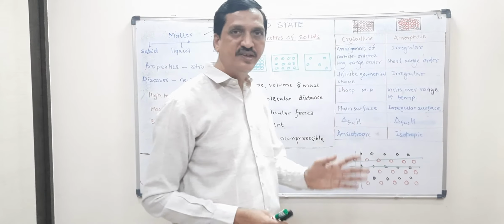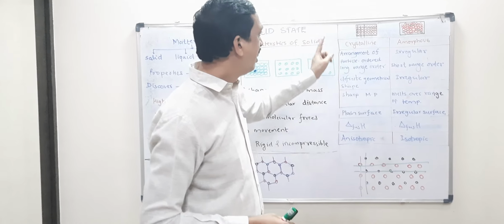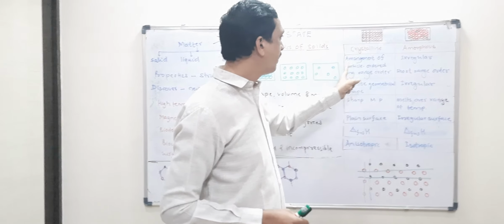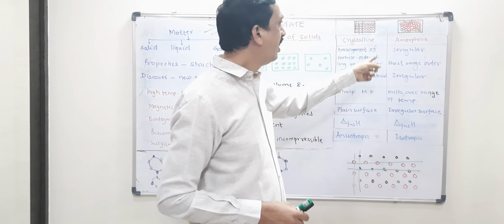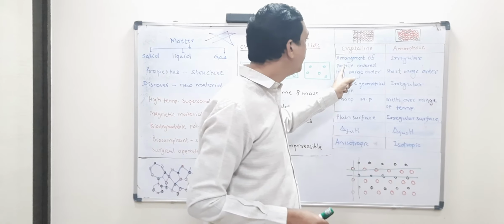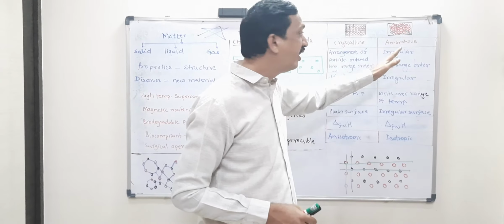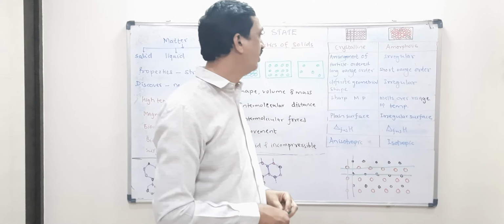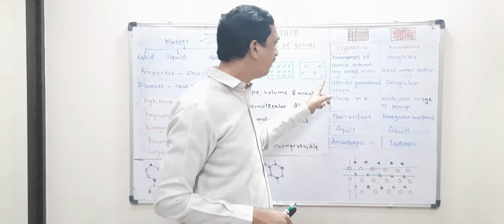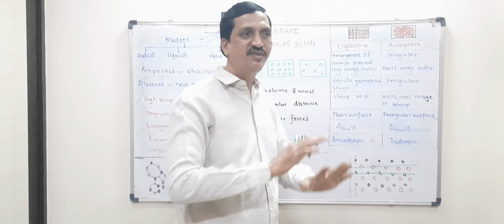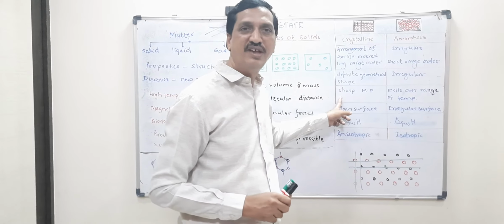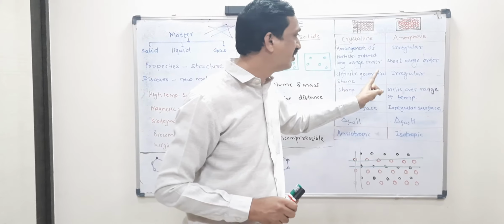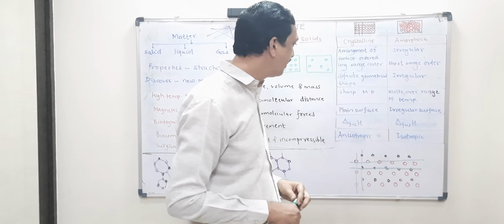So these are the differences. I repeat, in crystalline substances, the arrangement of particles is ordered. There is a long range order. In amorphous substances, the arrangement of particles is not ordered, it is irregular, and there is short range order. Crystalline substances have a definite geometrical shape. Amorphous substances do not have a definite geometrical shape, they are irregular. Crystalline substances have a sharp melting point. Amorphous substances melt over a range of temperature.